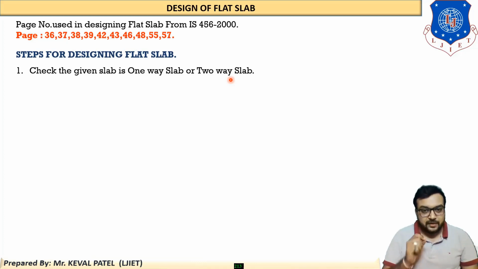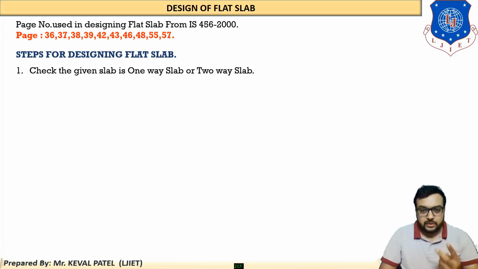So students, whenever your flat slab is a two-way slab, then the flat slab is designed using the direct design method. Otherwise, the flat slab is not designed as per the direct design method. Practically, almost all slabs designed as flat slabs are two-way slabs. So this is our step number 1.